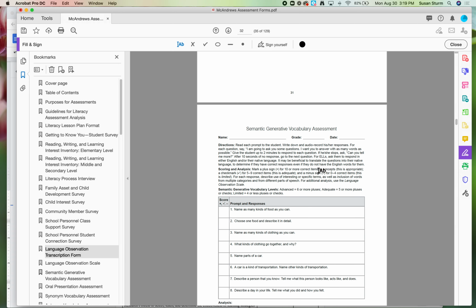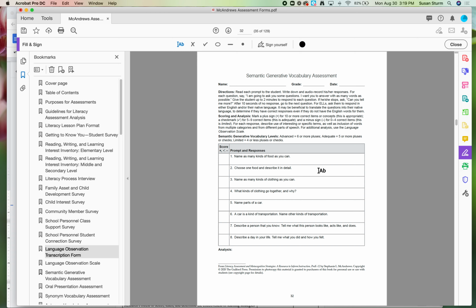I highly recommend that you give that assessment. I think it's a really good one for all students, and it allows you to be inclusive of the many things that we're looking at in this class. Okay, the second assessment is called the Semantic Generative Vocabulary Assessment, and this one is designed to identify students' ability to name multiple items in a category, to describe the whole part relationships between things, to describe objects, to describe feelings and events.